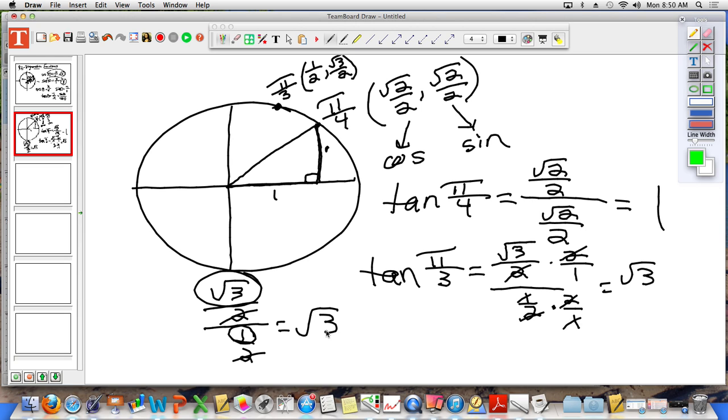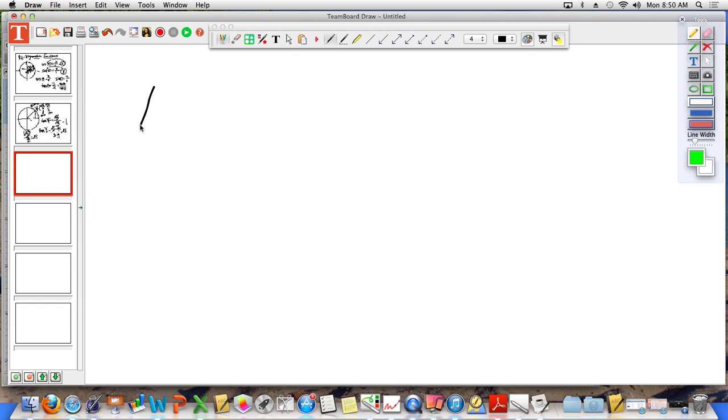Okay, what I would like you guys to do now is look at your unit circles or at the tables that you just filled out. What I want you to do now is the tangent. I'm going to go backwards a little bit. Let's do the tangent of pi over 6. The tangent of pi over 6.